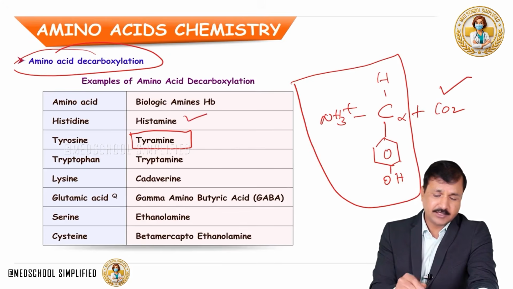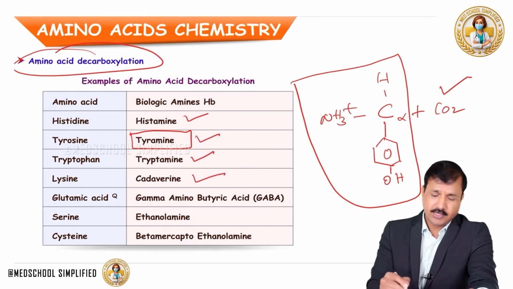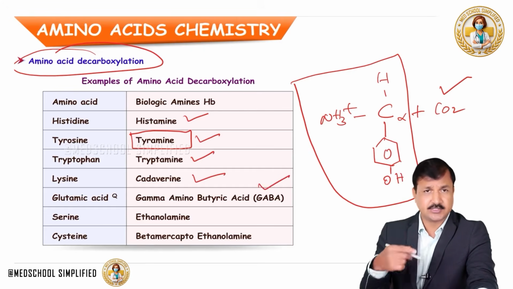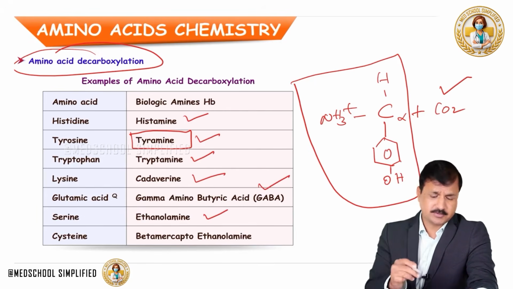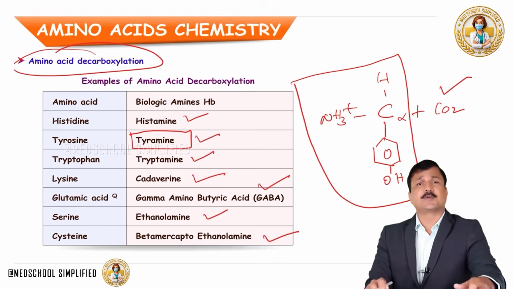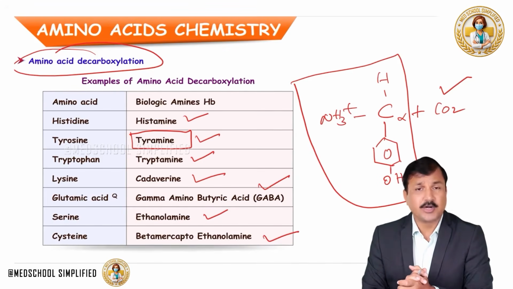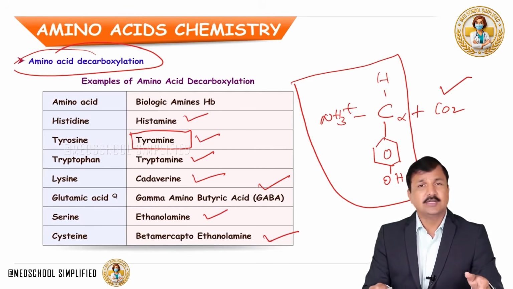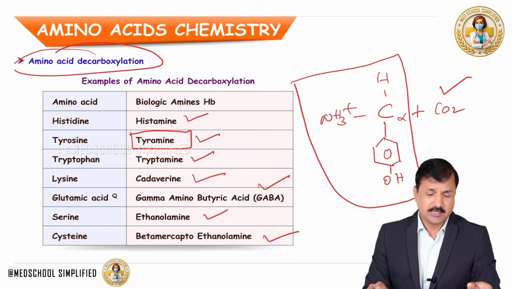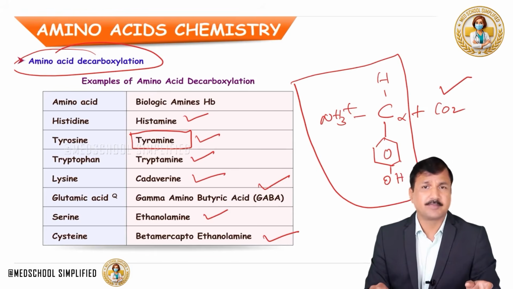Histidine will become histamine. It will participate in the inflammatory process. Tyrosine becomes tyramine. Tryptophan becomes tryptamine, lysine becomes cadaverine, glutamic acid becomes gamma-aminobutyric acid, which is an inhibitory neurotransmitter, serine becomes ethanolamine, which is used in membrane phospholipid formation, cysteine becomes beta-mercaptoethanolamine. So these are the different corresponding amines that you can get from decarboxylation of amino acids, which will participate in certain reactions, inflammatory process, biological reactions. Some of them act as a neurotransmitter, some of them are used in phospholipid membrane formation.